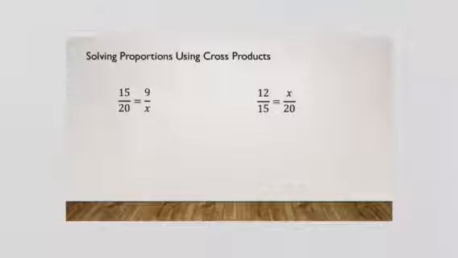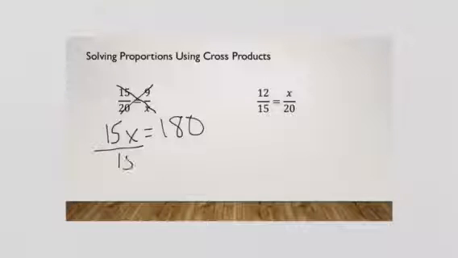Why are we doing this? Remember when we tested for proportionality? Our cross products are equal. So we're simply going to look at cross products. In this case, we have 15x equals 180. Now it's a one-step equation. We just simply divide by 15 on both sides. And in this case, we get x equals 12. And if you look at that, 15 20ths, 9 12ths, they're both 3/4.